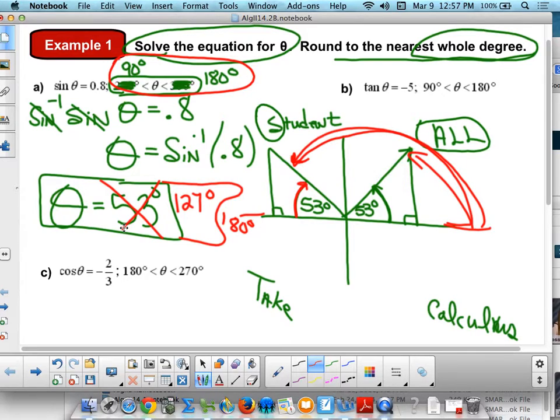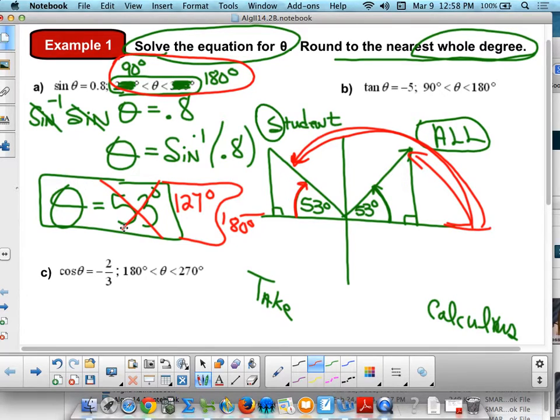Now, what's critical to you is this. Do you know where sine is positive? All students take calculus. Where's sine negative? Come on, that's it. 3 and 4. Okay, listen to this, where is cosine positive? Tell me guys. 1 and 4. Where is tangent positive? 1 and 3. Where is cosine negative? 2 and 3, right?